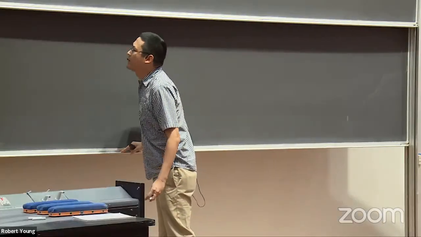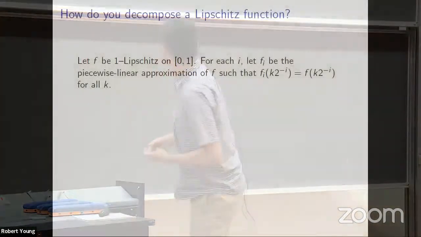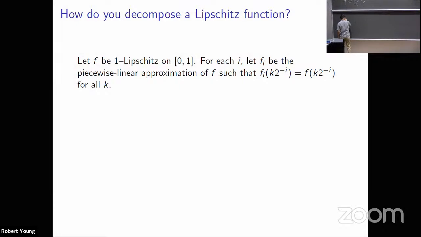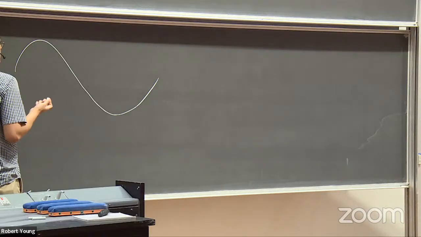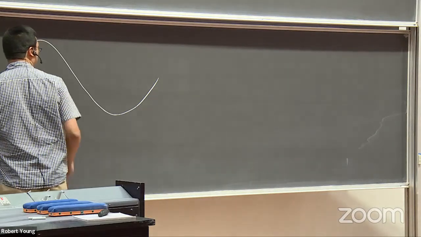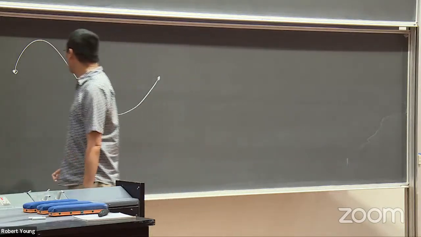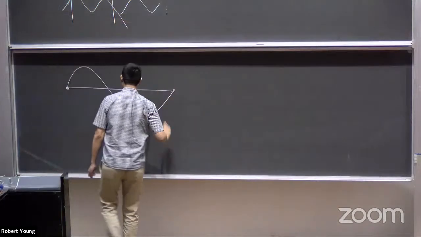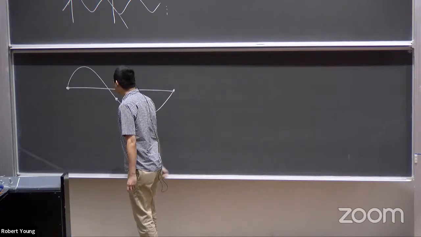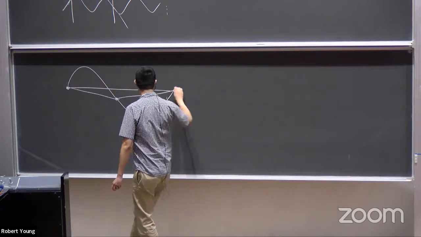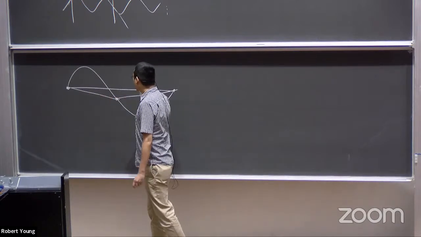Actually, I should justify that a little bit, because why is this sharp? Well, if we take an arbitrary 1 Lipschitz function, we can break it down into the contributions from different scales. We can take a sequence of approximations. My first approximation is just going to be a line connecting the endpoints of the function. And then I can construct further approximations by taking the midpoint and drawing piecewise linear functions that connect the endpoints of the curve to the midpoint.